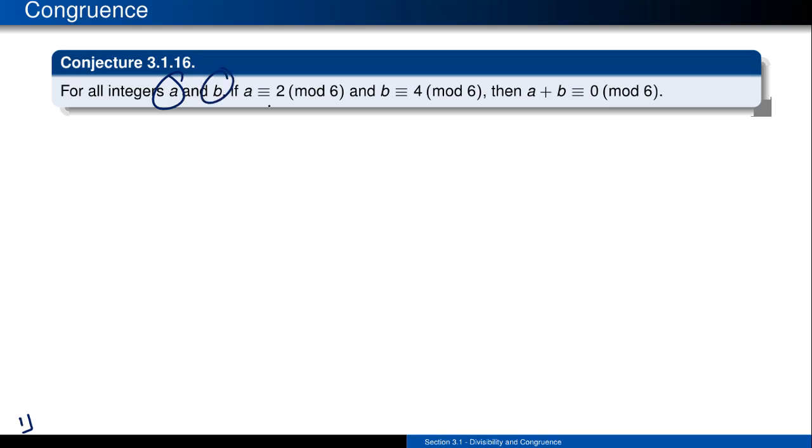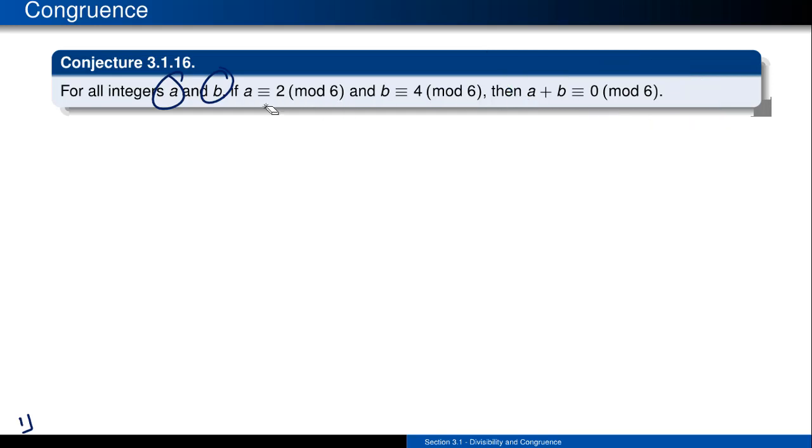That first number a is going to have the property that it is congruent to 2 modulo 6. And that second number, b, is going to have the property that it is congruent to 4 modulo 6. What I'm claiming in this situation is that when you add these two things together, computing a plus b, this new object is going to be congruent to 0 mod 6.